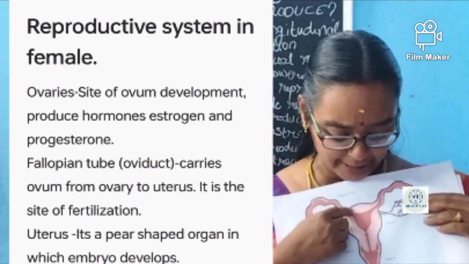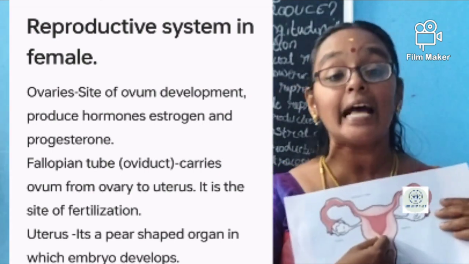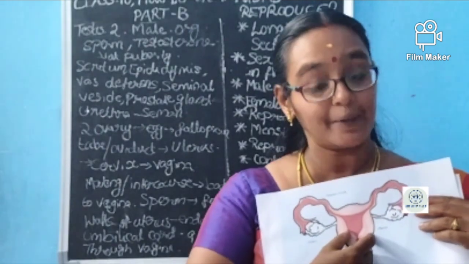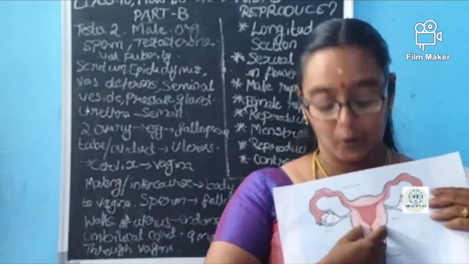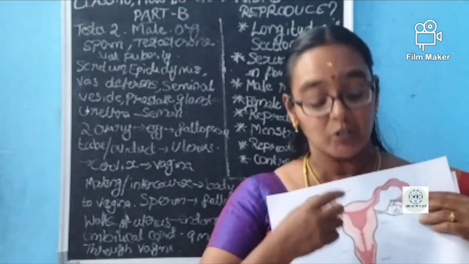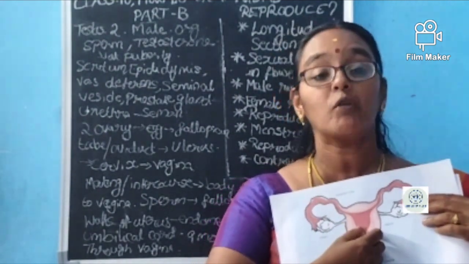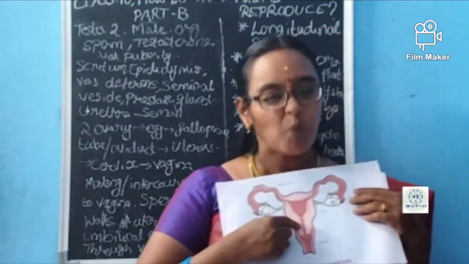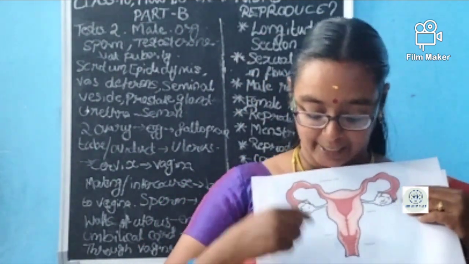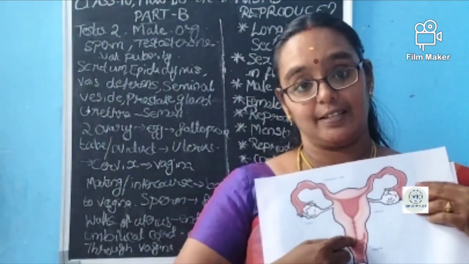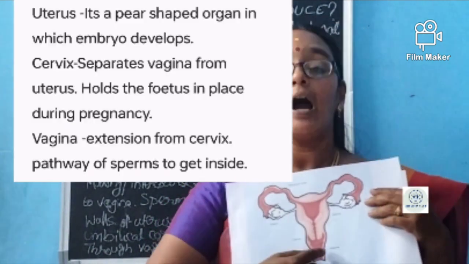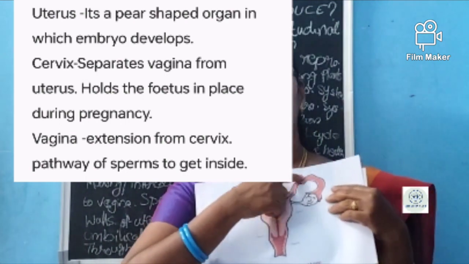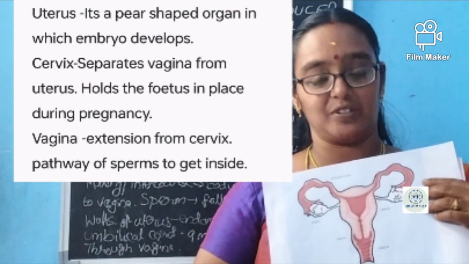Then there is an elastic muscular part in the body of the female. We are saying it as what, ma? It is called uterus. It is the one in which the developing embryo will be placed. Then there is a small opening, which is called cervix. Below it, the vagina is the opening. So this is about the female reproductive system.